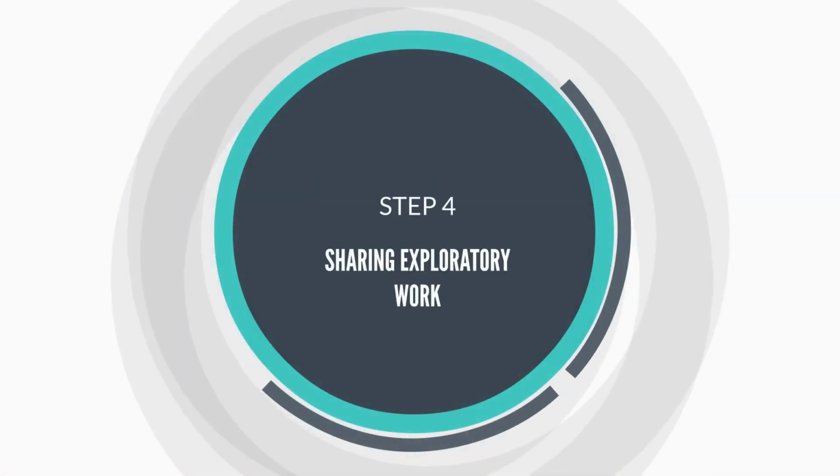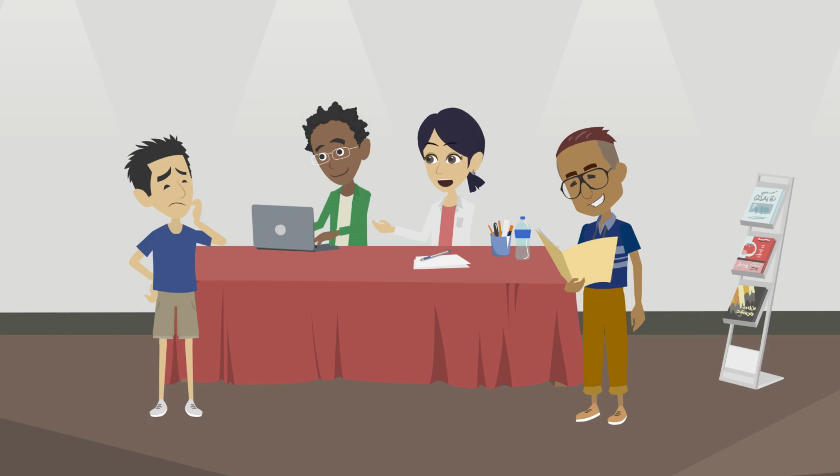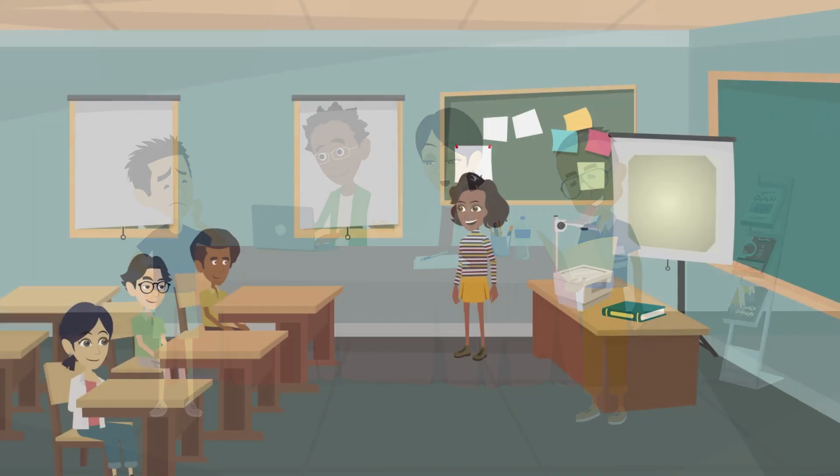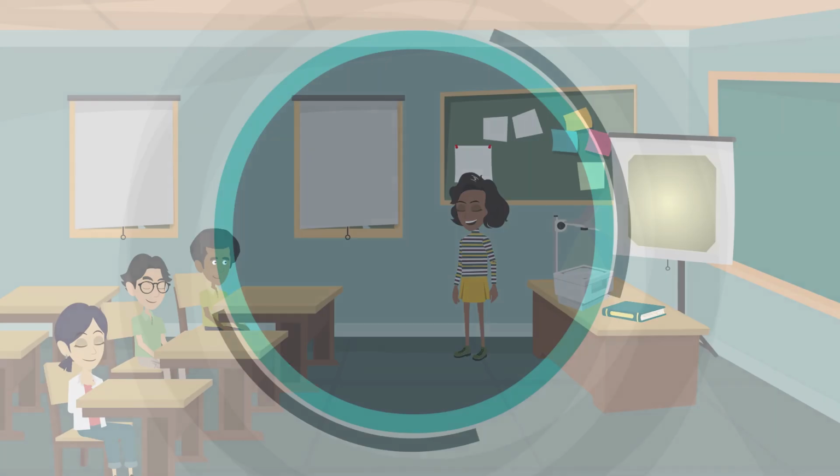Step 4: Sharing exploratory work. In this step, students are given the opportunity to share their work. This might be students telling the class about what they did or showing the actual product they made during the exploration time. The sharing of work should be voluntary.